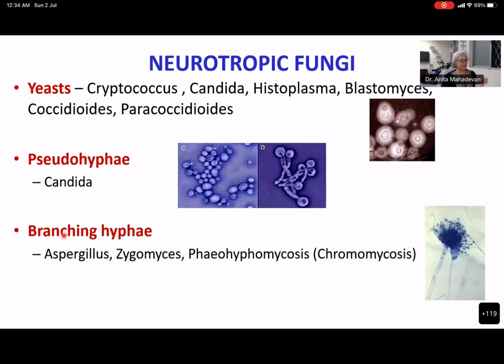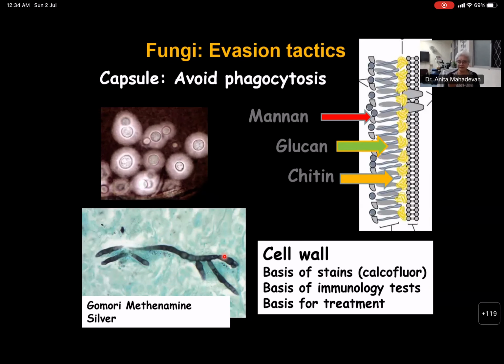The pseudohyphae, Candida is the most common. Branching, we have Aspergillus, Zygomycosis, and Phaeohyphomycosis. Now remember that the fungi are very, very clever. We spoke about Phaeohypho, which uses melanin to protect itself. But basically, all fungi use one thing to protect themselves from our whole immune response, and that is the capsule. What does that capsule do? You use that capsule and cell wall to stain it, whether it is your methenamine silver, whether it is your periodic acid-Schiff. All of that is staining either the capsule or the cell wall.